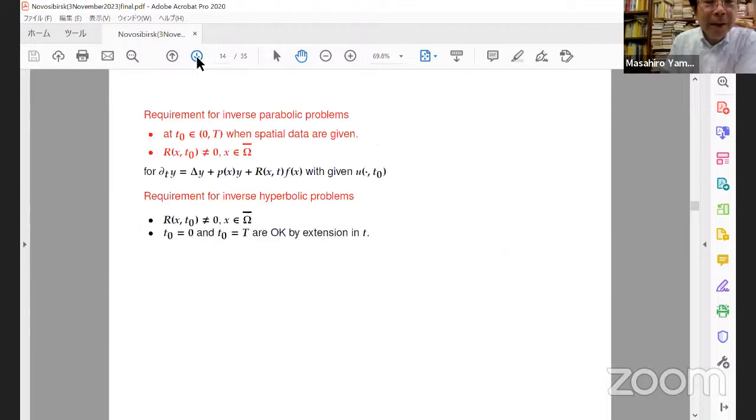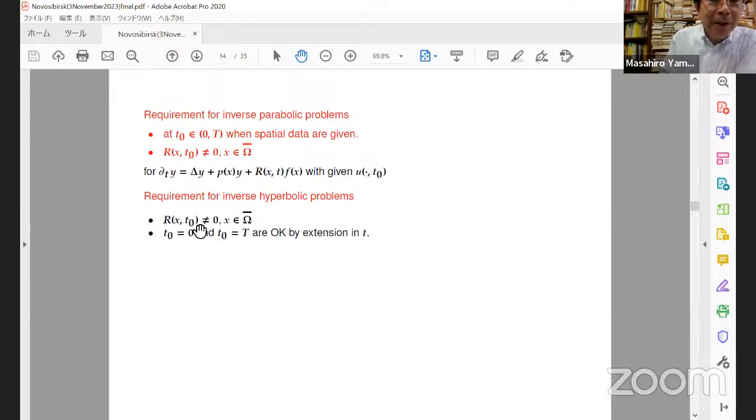To summarize, the requirement for the inverse parabolic problem is that T0 must be neither 0 nor capital T, and R must be non-zero, including on the closure. This is a constraint for the inverse parabolic problem. On the other hand, for the inverse hyperbolic problem, the constraint is the same, but T0 can be 0. It does not matter, and T0 can also be capital T. This is the final value problem, because a hyperbolic problem is second order in T. Then very directly we can take an extension in T. Therefore, T0 equals 0 does not matter, because after that we can make an even extension with respect to T.